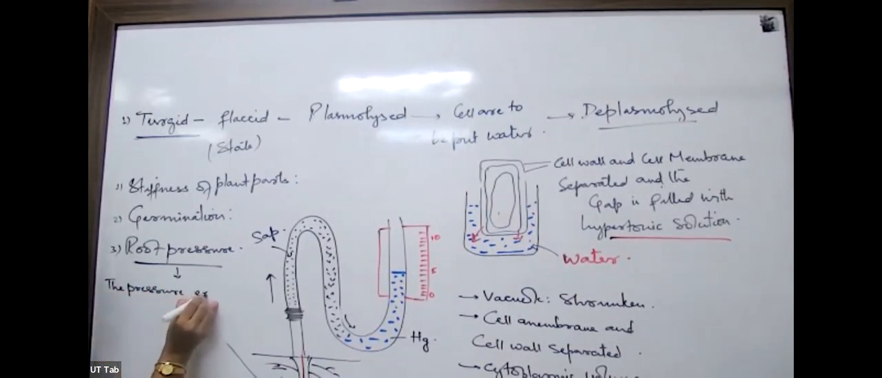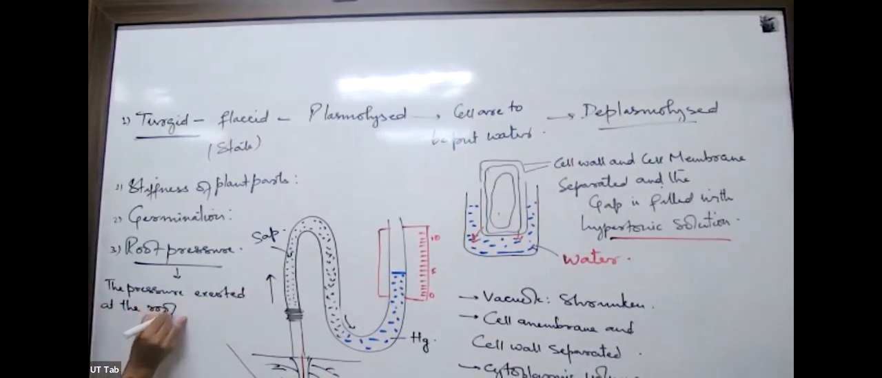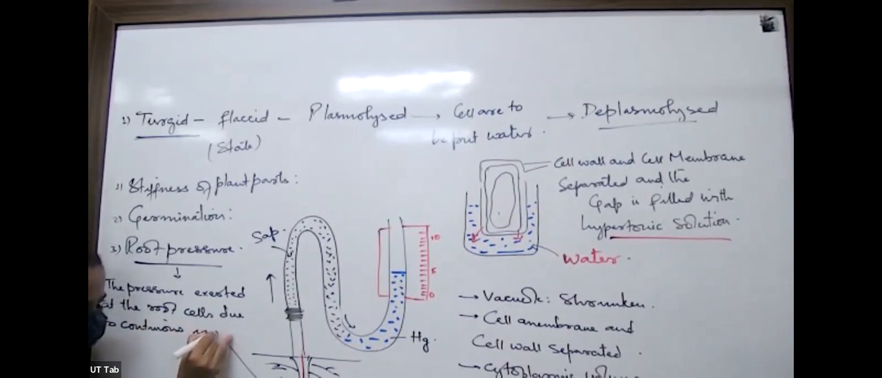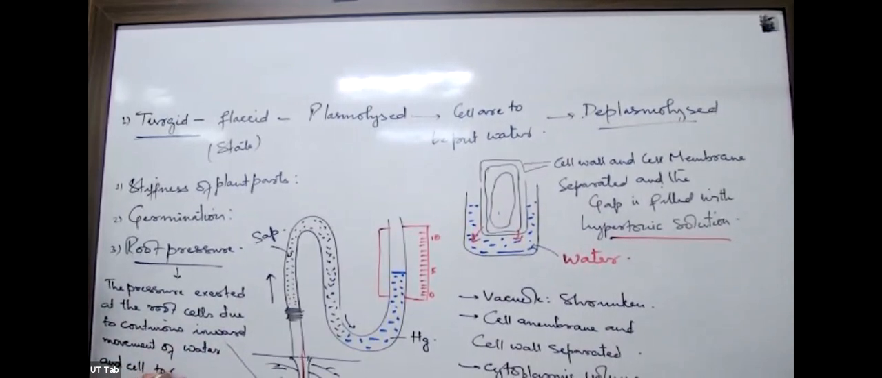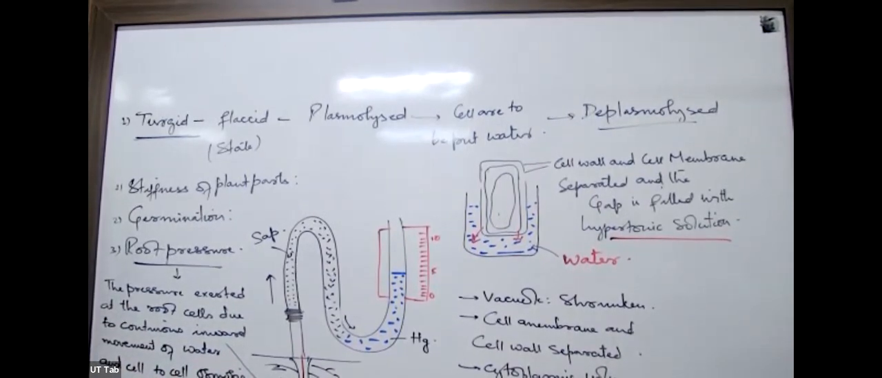Let us define it. The pressure exerted at the root cells due to the continuous inward movement of water and cell-to-cell osmosis, which helps in the ascent of sap.